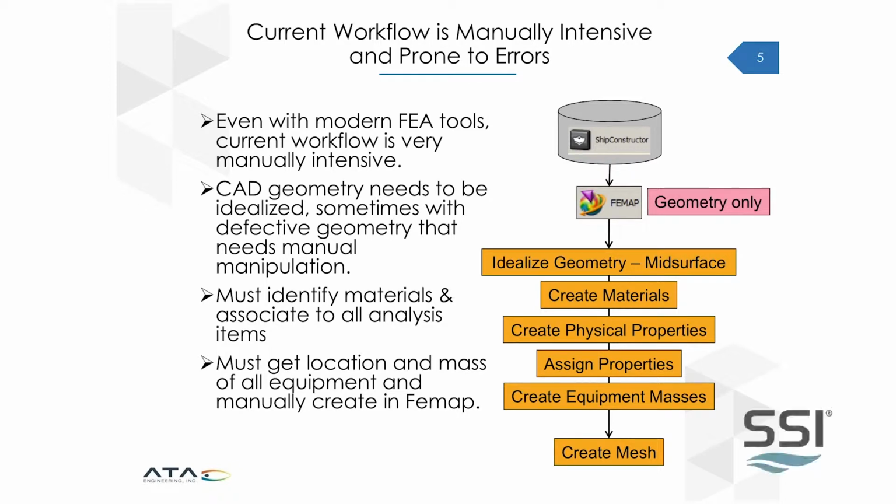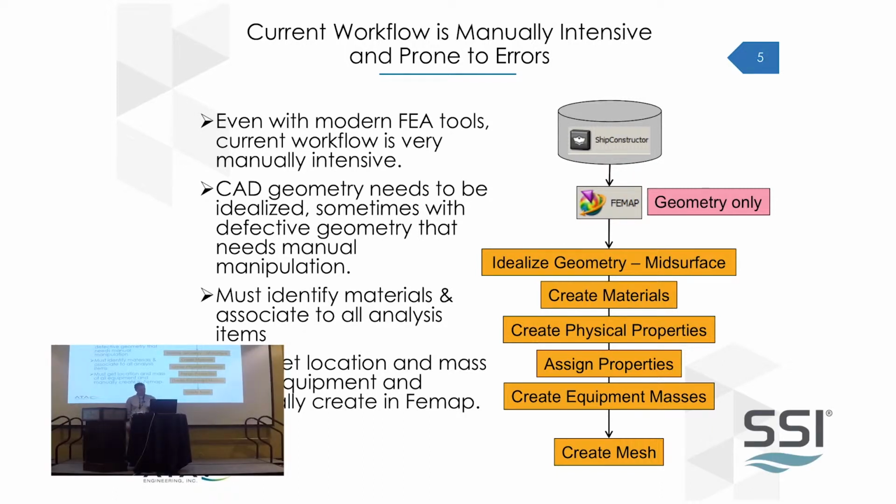So the typical workflow is you would get some sort of geometry, some sort of CAD out of ShipConstructor from your designer, and then you would import that into your tool of choice. But what you've lost here is all your metadata. So you get just the geometry into your FEA tool. And then from there, you need to go back to ShipConstructor and grab all the things like your materials, all your properties. These are all things that you have to make by hand in your FEA tool. Depending on how many different thicknesses and how many materials you have, these become manually intensive and prone to errors.